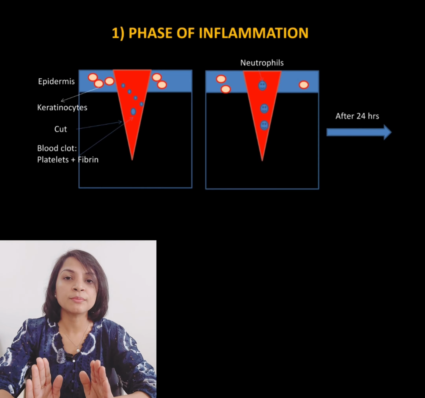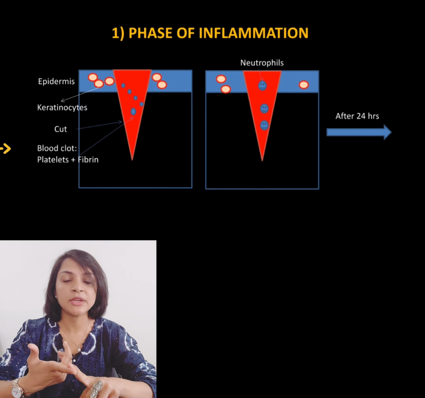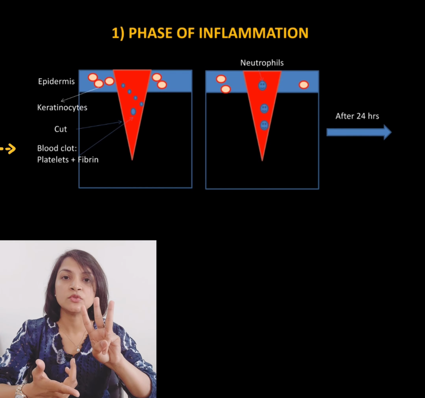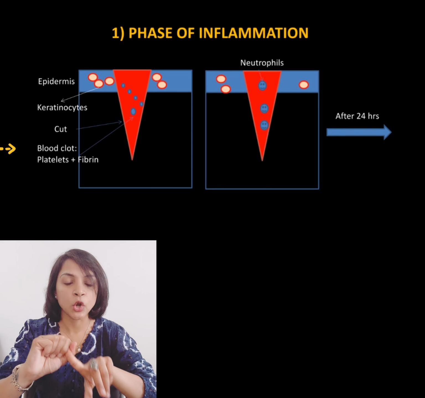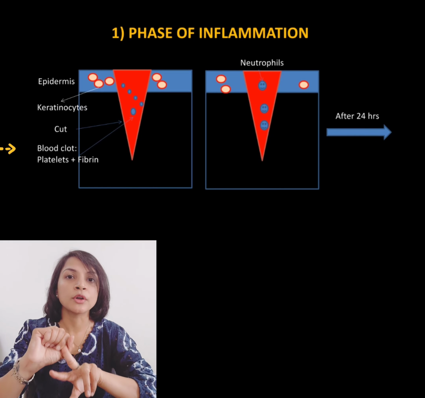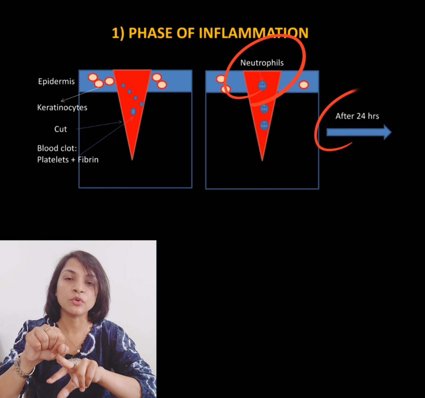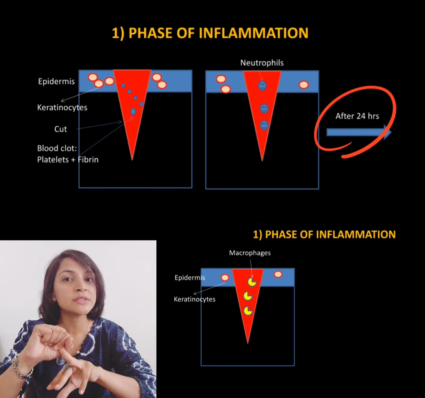So it's very easy to remember that three phases in repair. First is your inflammation. So in the inflammation, three things you will remember. One is the blood clot, that is made up of fibrin and platelets. Second is your inflammatory reaction, in that neutrophils will be there. After 24 hours, there is a proliferation of the macrophages.